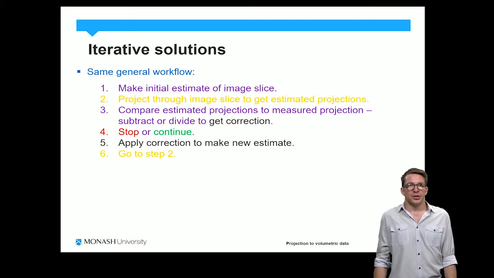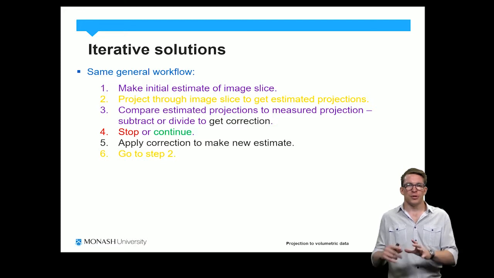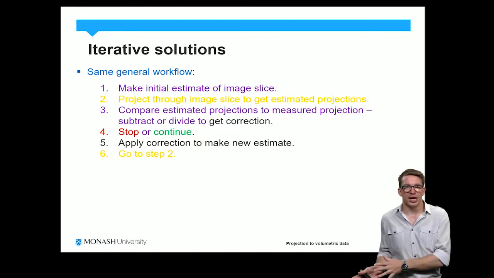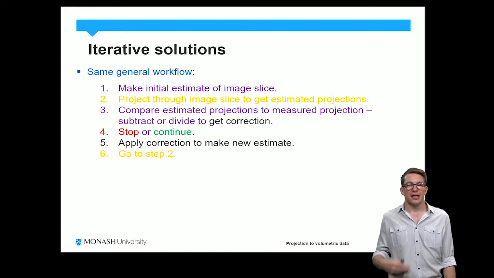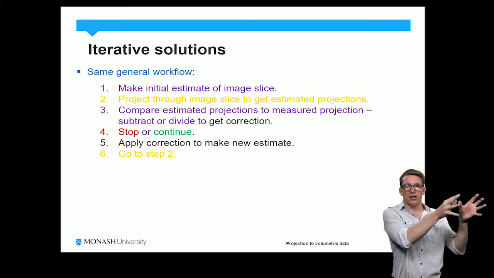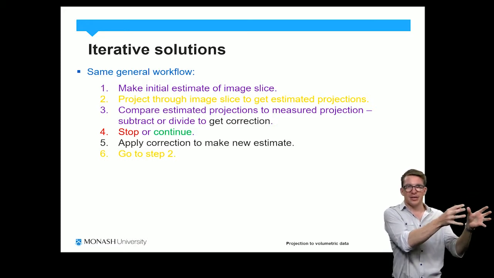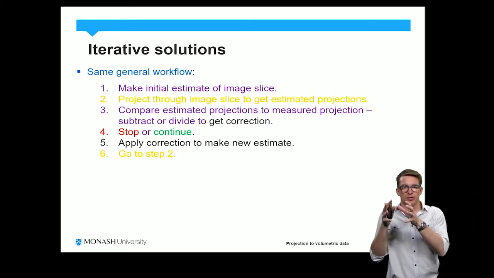The next thing we're going to do is project through. Now we've got this image, we can project through it to get a new set of estimated projection data. So we've got the projection data that we collected, but now what we're going to do is try and estimate a new projection data set.